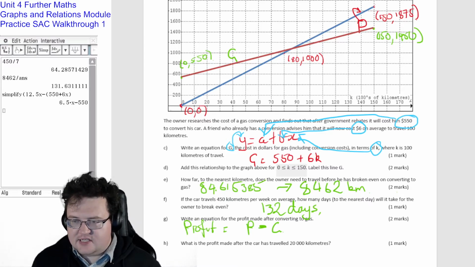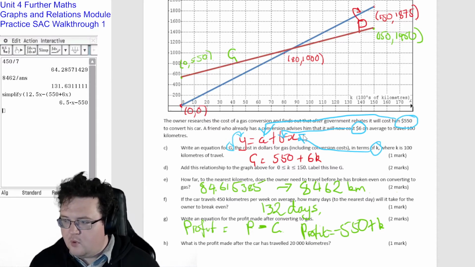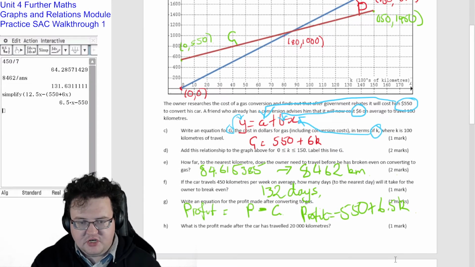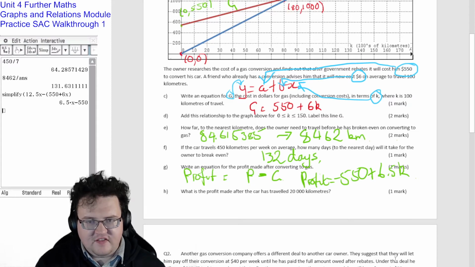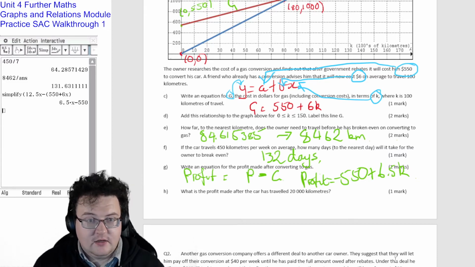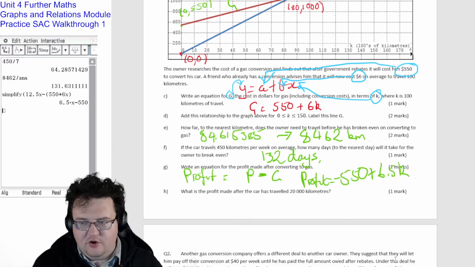So in this case, on our CAS, we're going to write the answer. The profit is going to be negative 550 plus 6.5x. So that's our profit equation for the conversion. Because until we've hit that break-even point, where the costs are exactly the same, technically changing over to gasoline is causing us to lose money, because we had that initial gigantic outlay of money to get the conversion done.